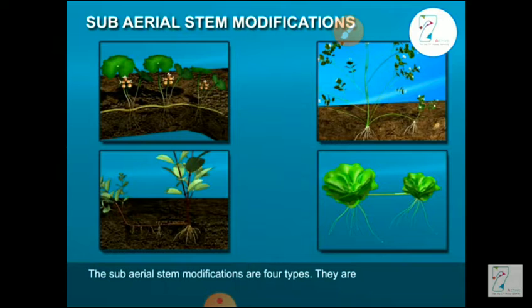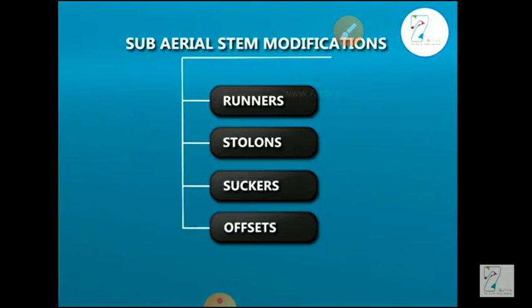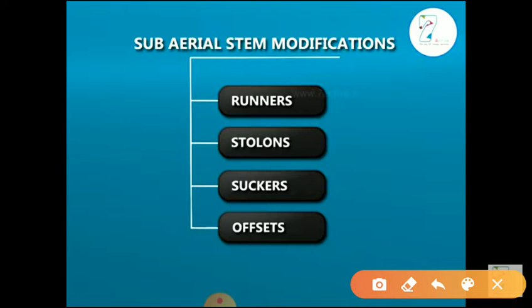The subaerial stems are of four types. They are runners, stolons, suckers, offsets. These are the four types of subaerial stem modifications. Let us discuss them one by one in detail.